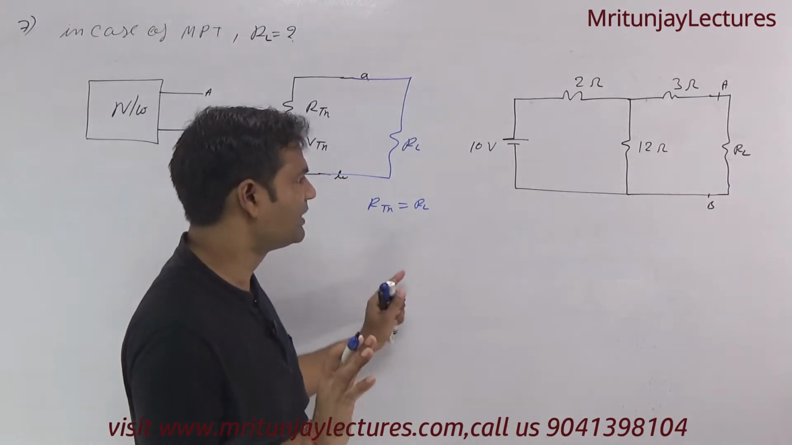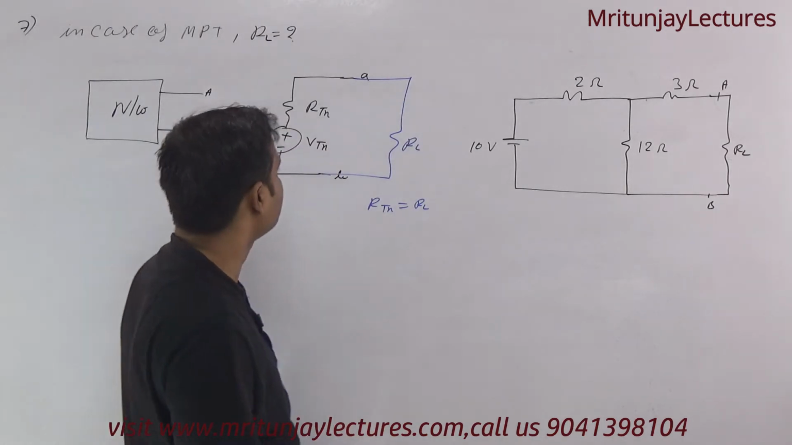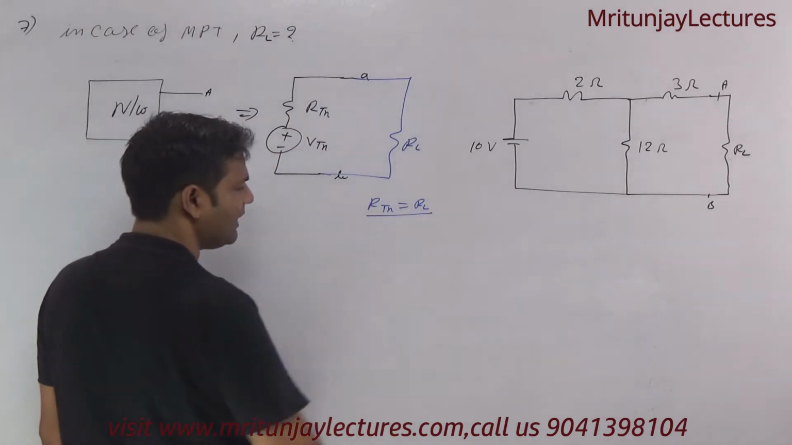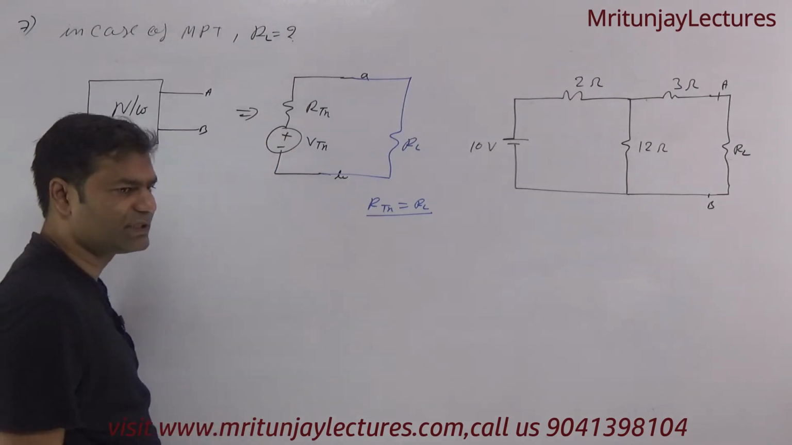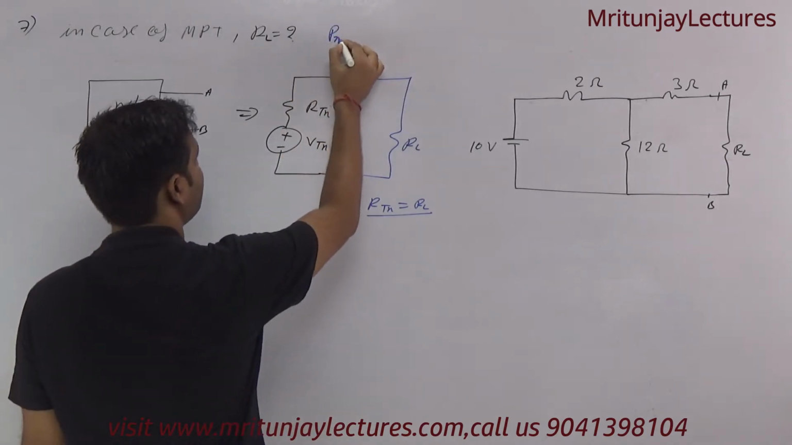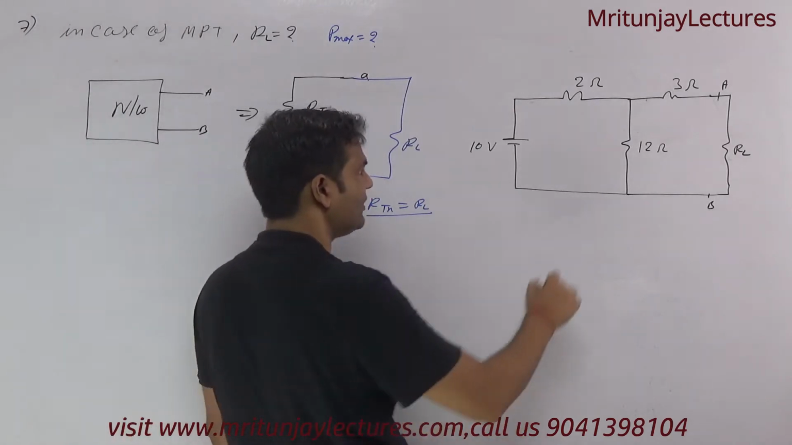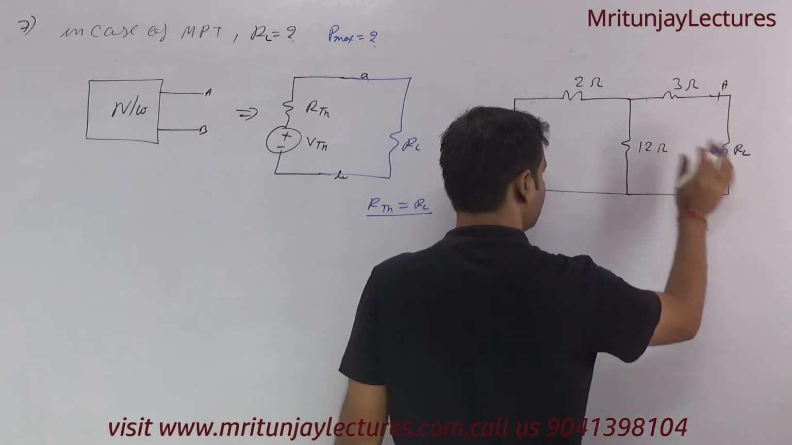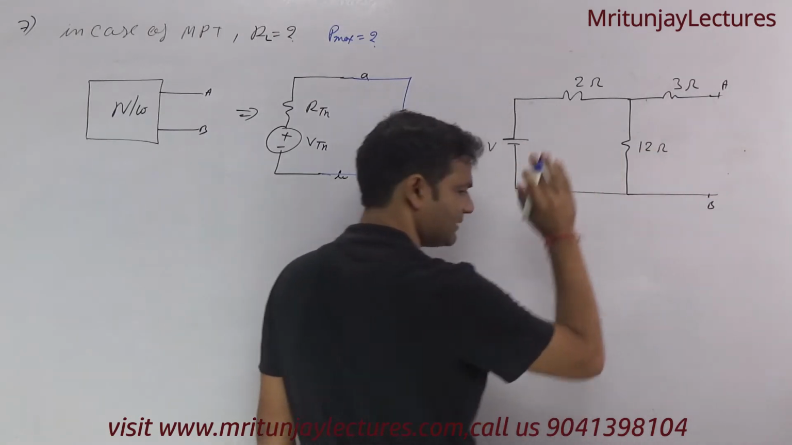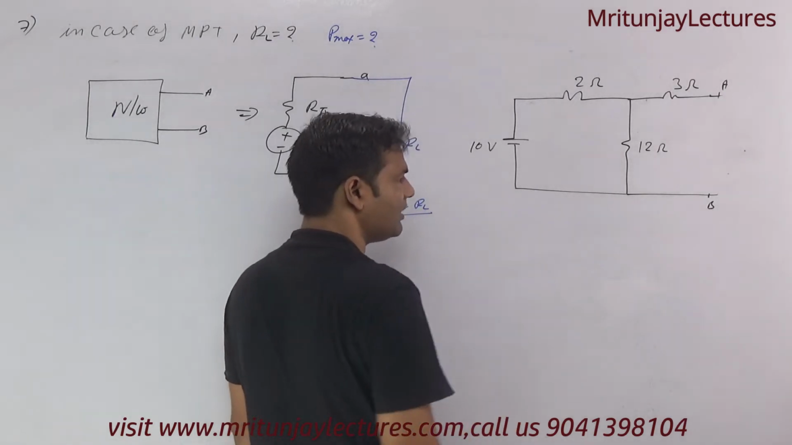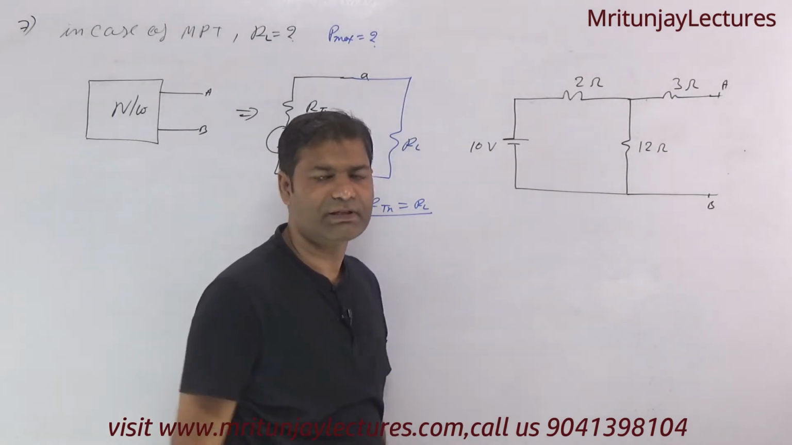Clear or not? What is our motto? How can we determine RTH and VTH? Basically our motto is RTH, but I have determined both VTH and RTH, and also we have determined Pmax. How can we start? First of all, the load is removed, and the circuit is made like this. You can solve it by any method: source transformation, nodal analysis, or KVL, KCL.